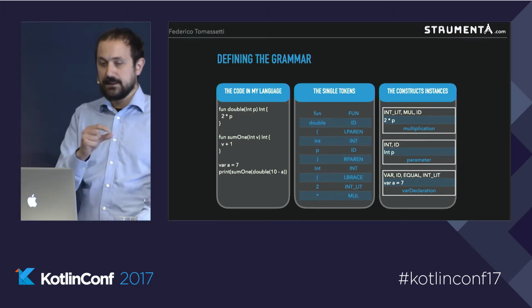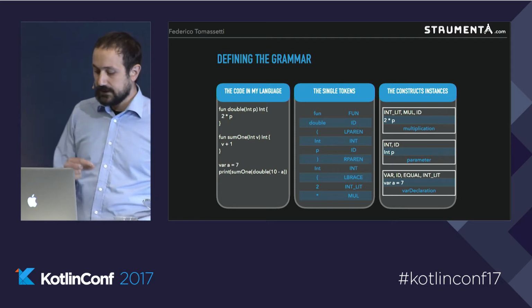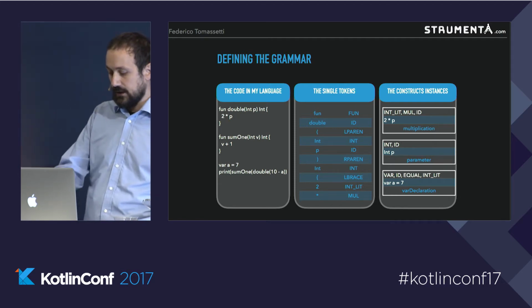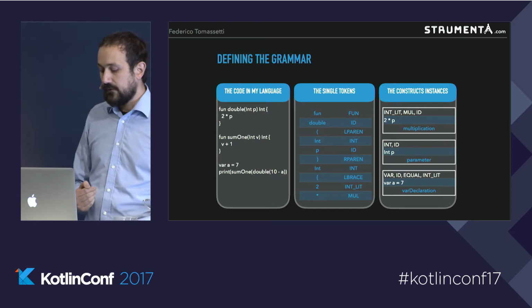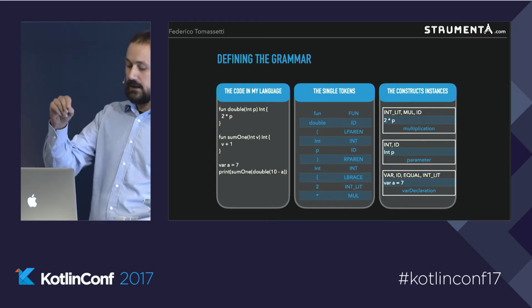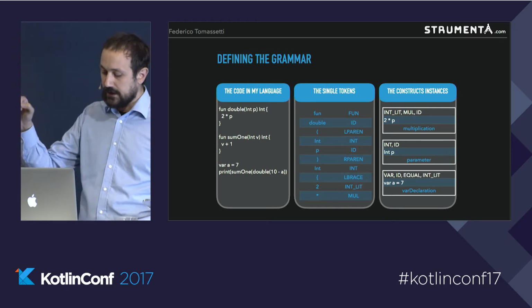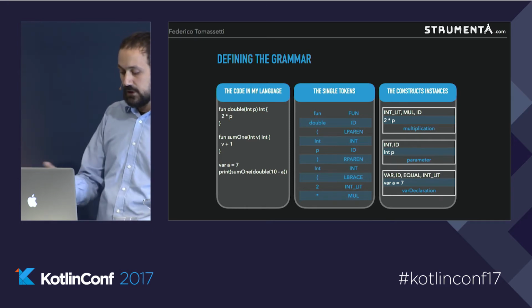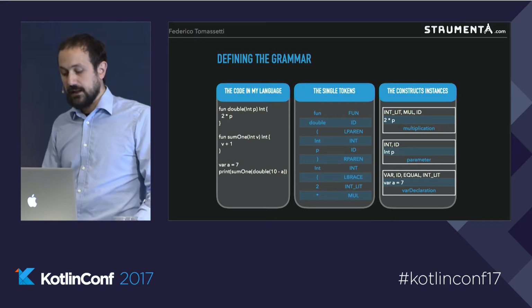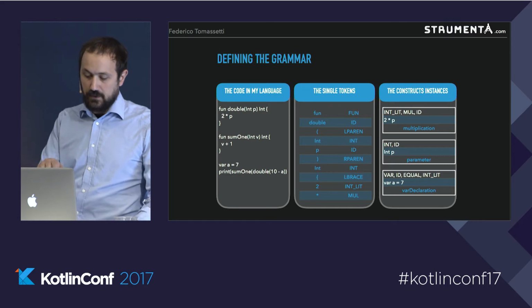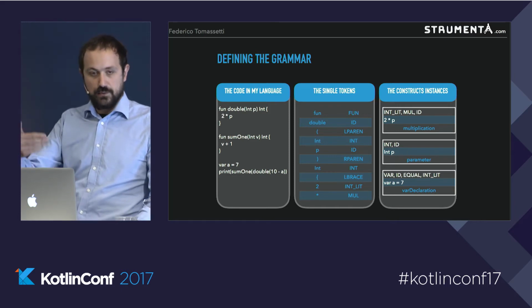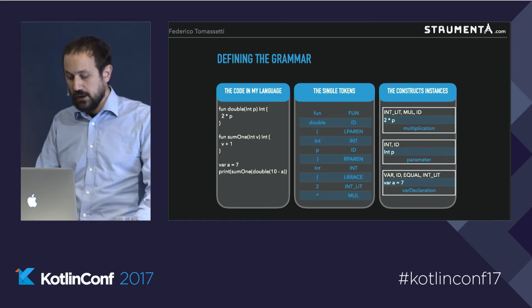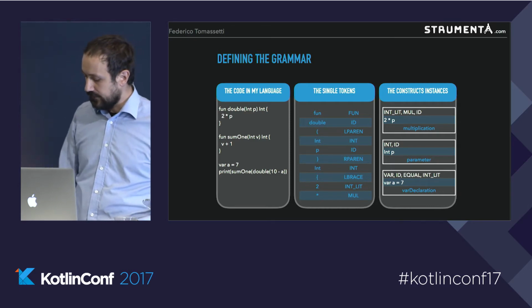Once I have decomposed my text into single tokens, I need to recompose it again by recognizing that some sequences of tokens have a particular meaning. So in this context, when I find the sequence integer literal, mul operator, and ID, I recognize this as a multiplication. Or when I recognize int and ID in the context in which they're used, they correspond to a parameter declaration. And there is another example of a variable declaration.